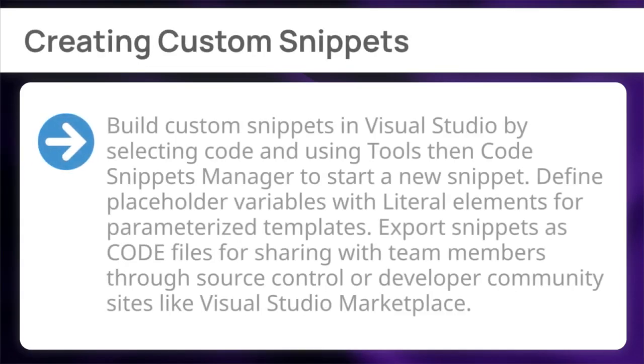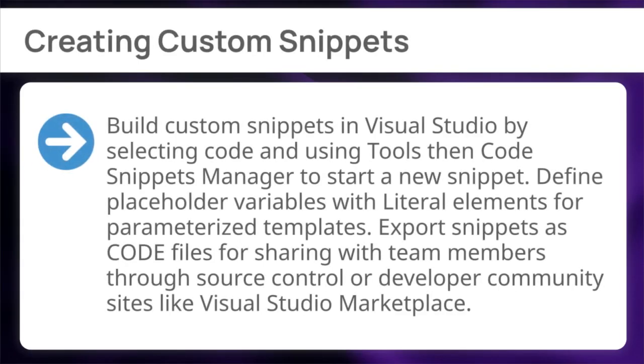Finally, creating custom snippets. Build custom snippets in Visual Studio by selecting code and using tools, then Code Snippets Manager to start a new snippet. Define placeholder variables with literal elements for parameterized templates. Export snippets as code files for sharing with team members through source control or developer community sites like Visual Studio Marketplace.